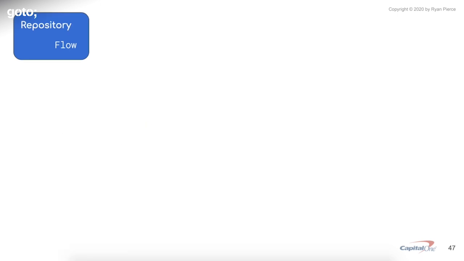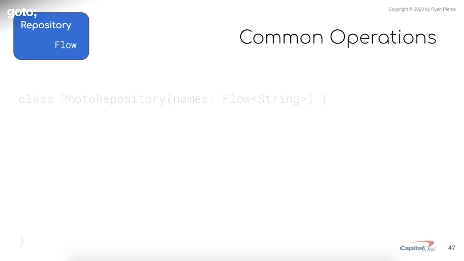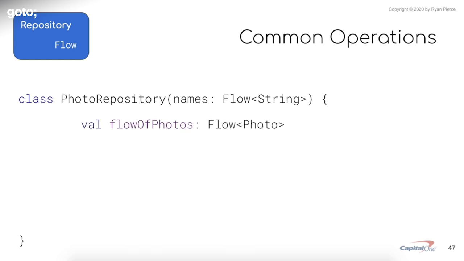In our repository, we will work with that flow. So this is where we have our common operations. And right now we'll make a photo repository using the names we had from our data source. Let's create a flow of photos. First, we'll get names from our data source, and we will get each photo from that flow of names using the map operator. Now, in the demo, you did see me use this function, but it operated very quickly. So I wanted to slow it down so you could see the stream of values come in.